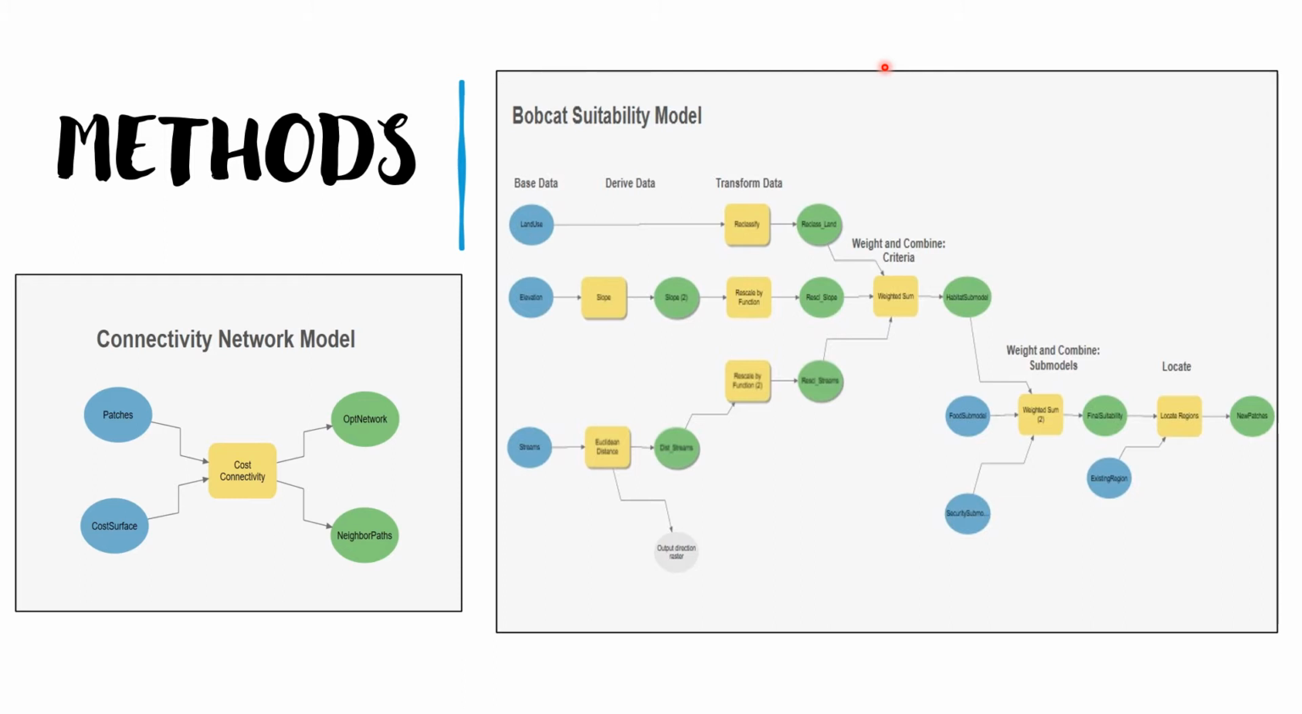The model weighs the 3 criteria which are important to bobcat habitats: land use, elevation, and water. You can follow the flow chart of the model to observe how, for example, slope was derived from the elevation, or how, for example, the distance to stream was derived using the Euclidean distance tool.